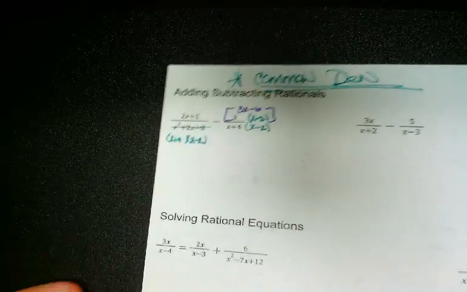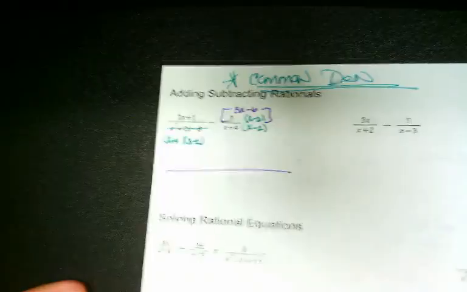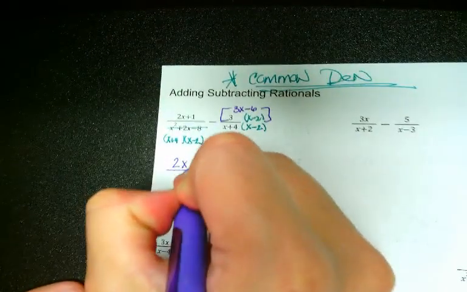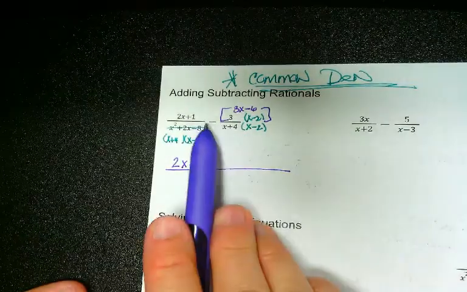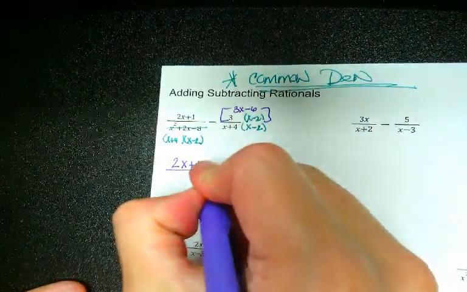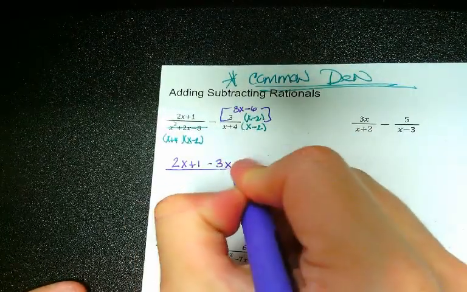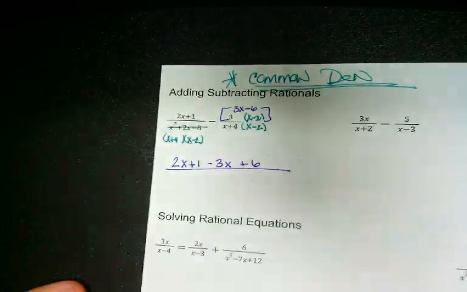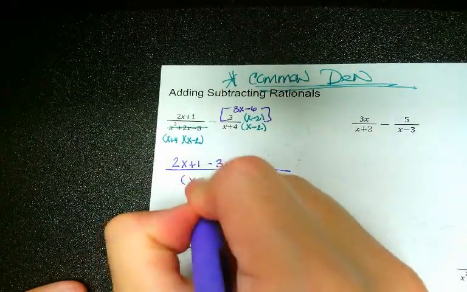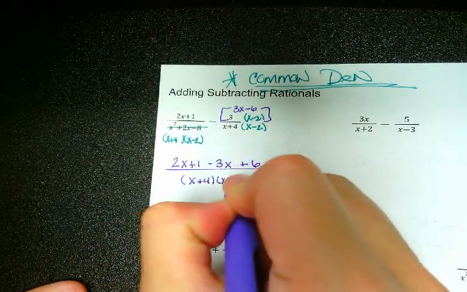And then we're just ready to add or subtract the top here. So I've got 2x plus 1. Now I've got to take that negative and catch my bracket. So that's going to be minus 3x plus 6 all over the x plus 4 and the x minus 2.